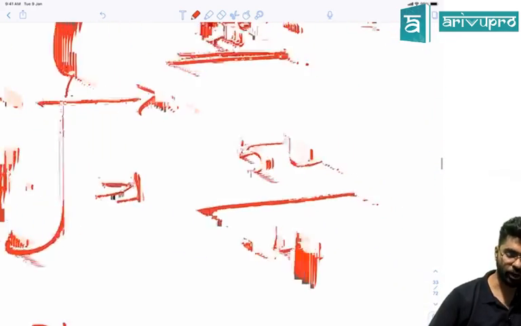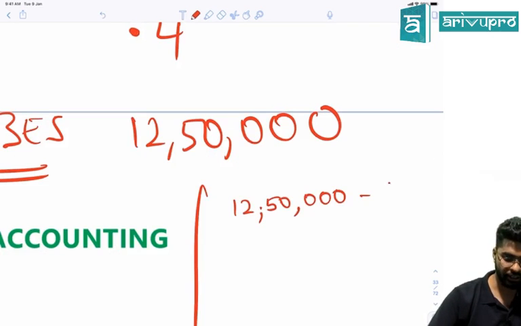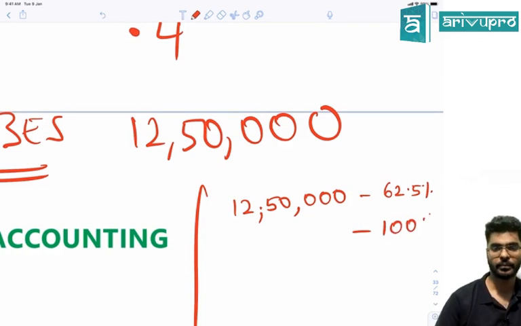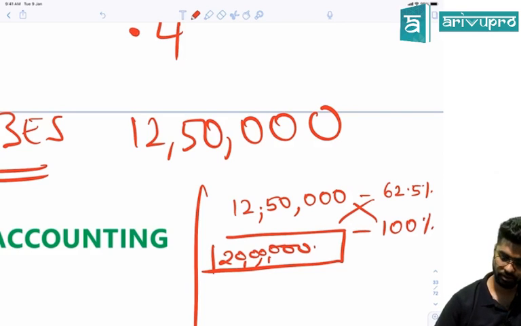So if 12.5 lakh represents 62.5 percentage, what will be 100 percentage then? Do a cross multiplication. Yes, are you clear?